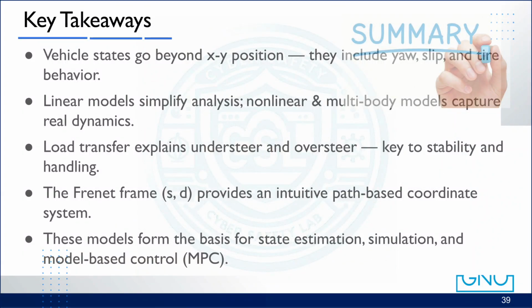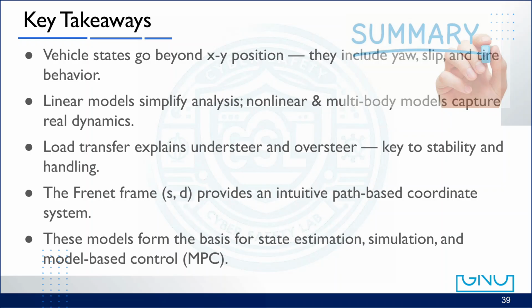Now, let's wrap up this lecture with the key takeaways. First, vehicle states go far beyond simple X and Y positions. They also include the yaw angle, slip angle, and tire behavior, all of which define how the car truly moves. Second, linear models help simplify analysis and are easy to compute, but nonlinear and multi-body models capture the real, complex vehicle dynamics that occur during fast or extreme maneuvers.